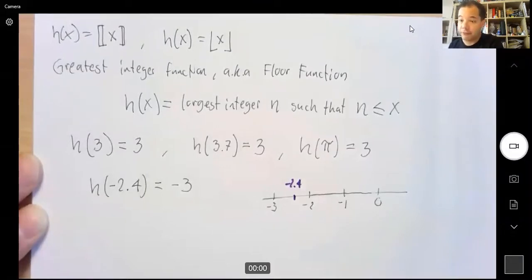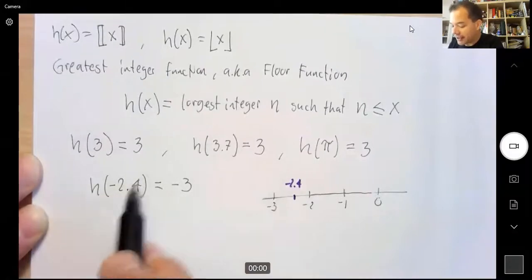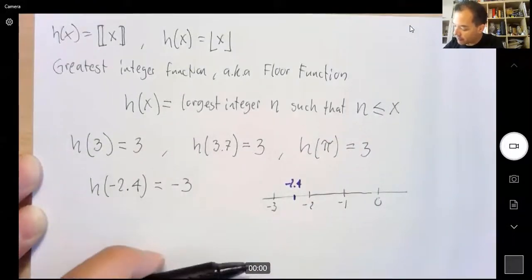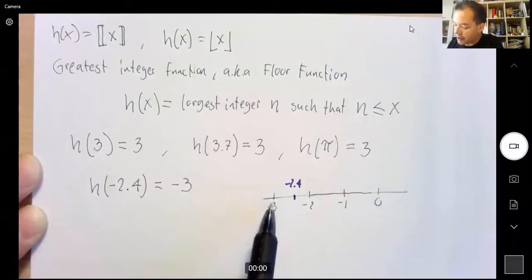So you need to be careful with negative numbers, right? Because it's not really taking out the fractional part for negative numbers, because of the way we define it. We're looking at the number from the left, and we're looking to see what is the largest integer behind it, okay?